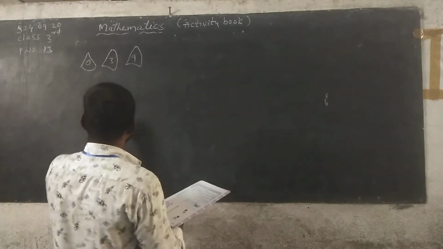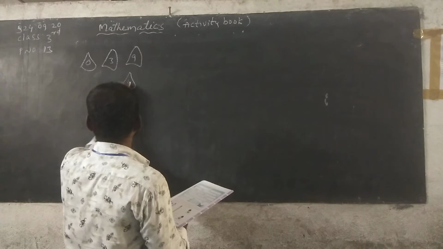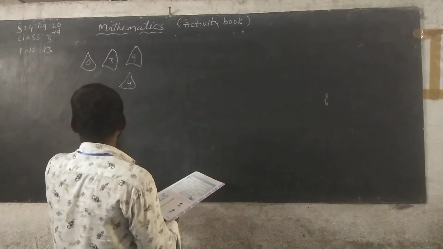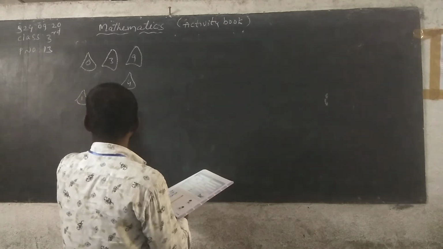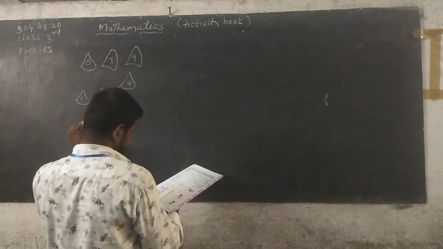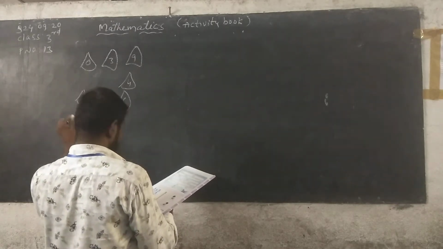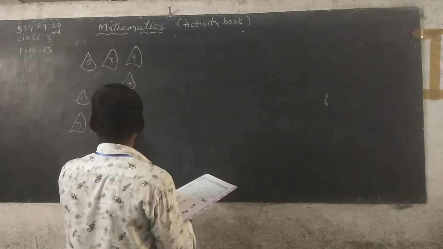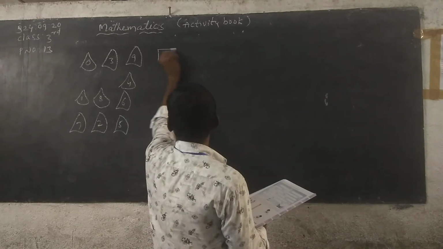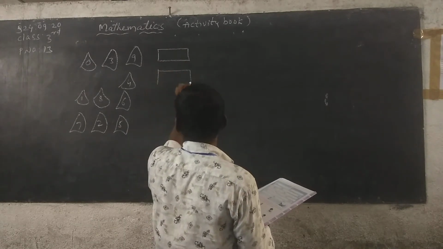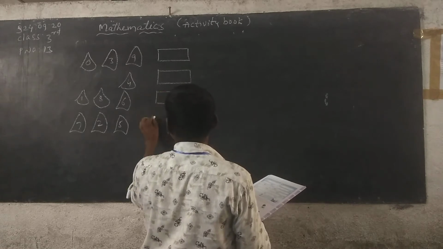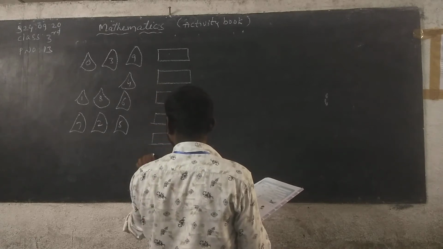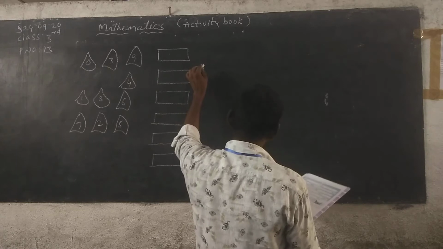Next, this is 4. This is 1. This is 8. This is 6. This is 7. This is 2. This is 5. See here, by using these digits we can write 12 numbers. 1, 2, 3, 4, 5, 6. Here a pencil is given.